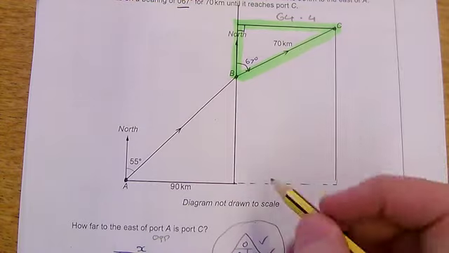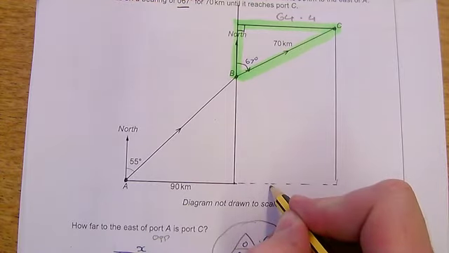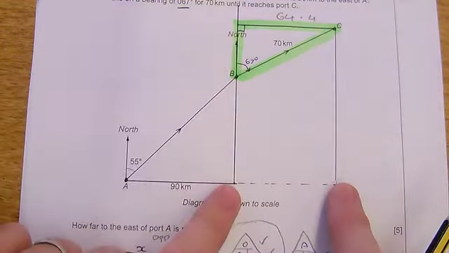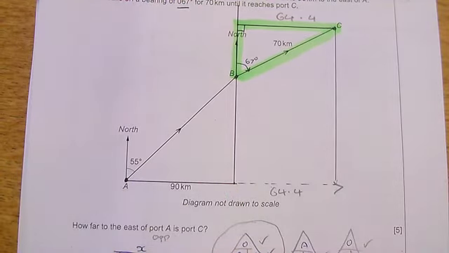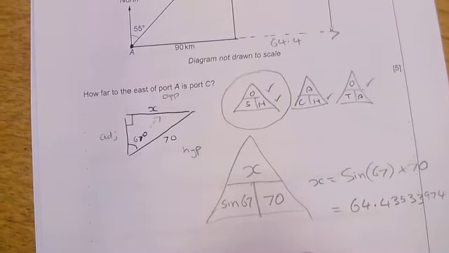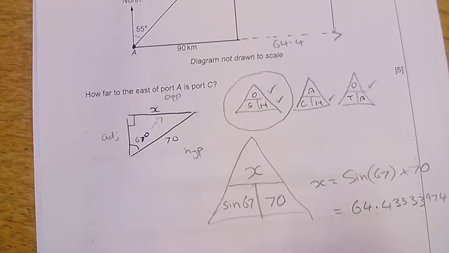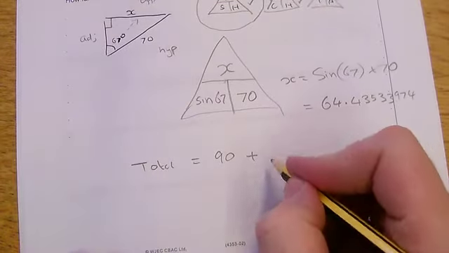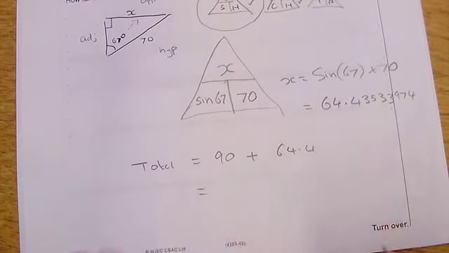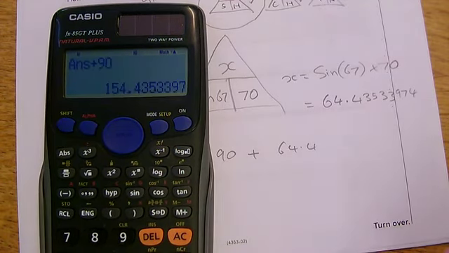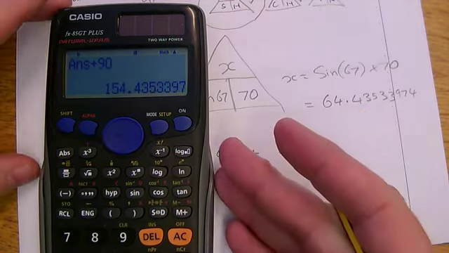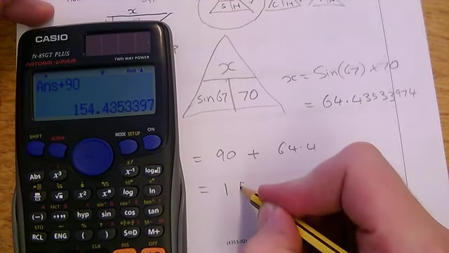If that's 64.4 there, what's this length underneath it? So if you look, that length is exactly the same as that length, isn't it? So 64.4. So our total length east of A is 90 add 64.4. And what I would do is you've got that answer on the screen, keep it there, just add 90 to it. You don't have to worry about rounding or getting any errors from rounding. And write that answer down.